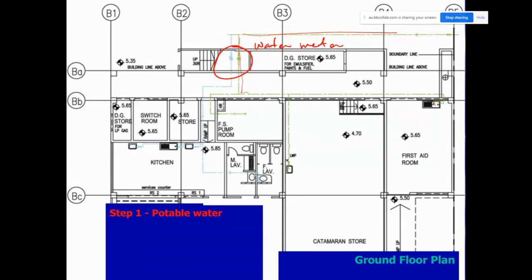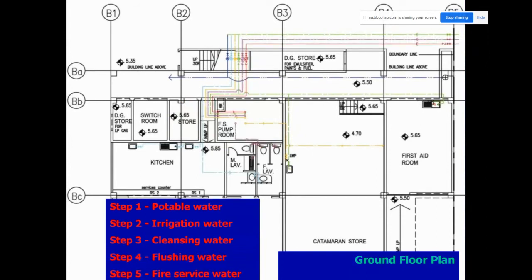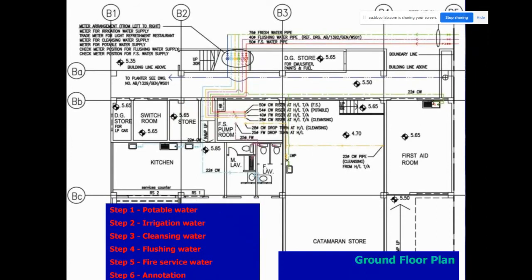Okay, under the staircase, and then to the pump room. Because the water, something about the pumping, something about for the kitchen, something about for the fire services. So step by step: cleansing water, potable water, flushing water, fire services. And afterwards, you're required to identify the labels.